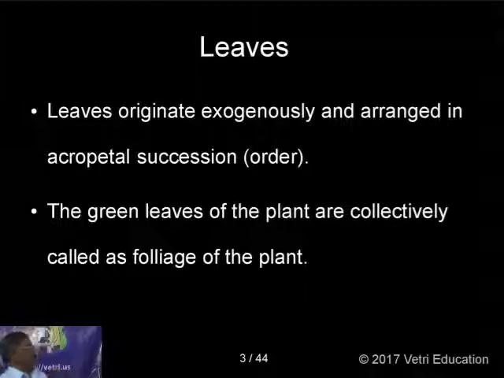Leaves originate exogenously. The other day I told you that lateral roots develop endogenously from the pericycle, whereas here the leaves develop from the superficial cells of the stem, so the origin is called exogenous. The green leaves of the plant are collectively called foliage. Foliage is the collective name for all the leaves in a plant.